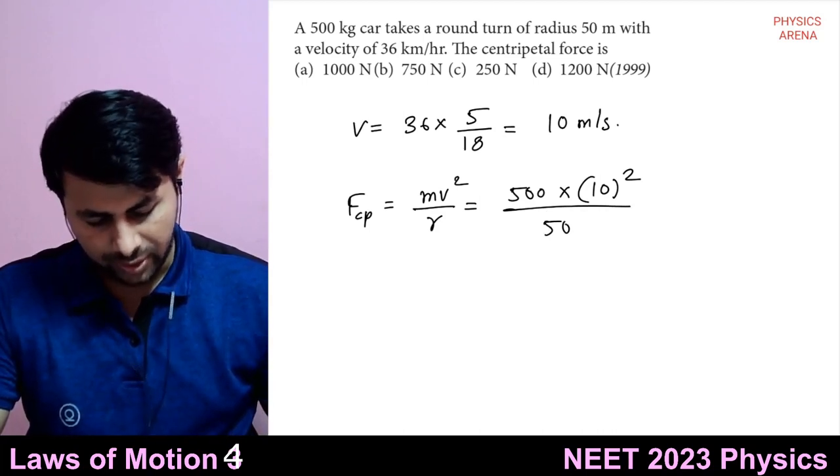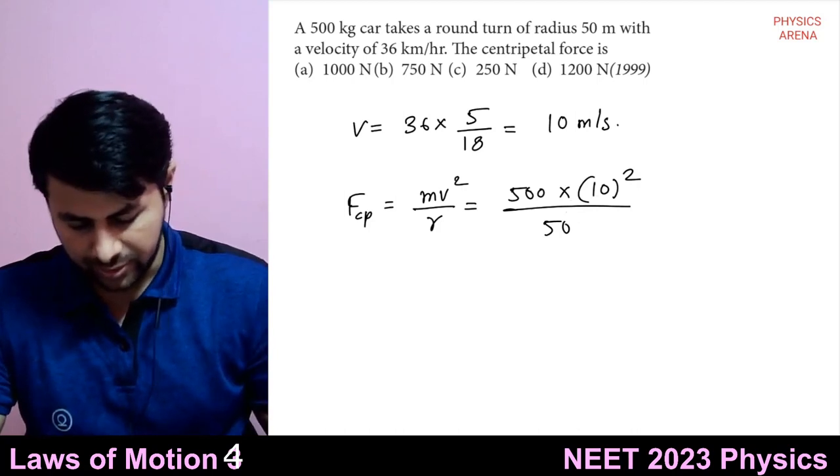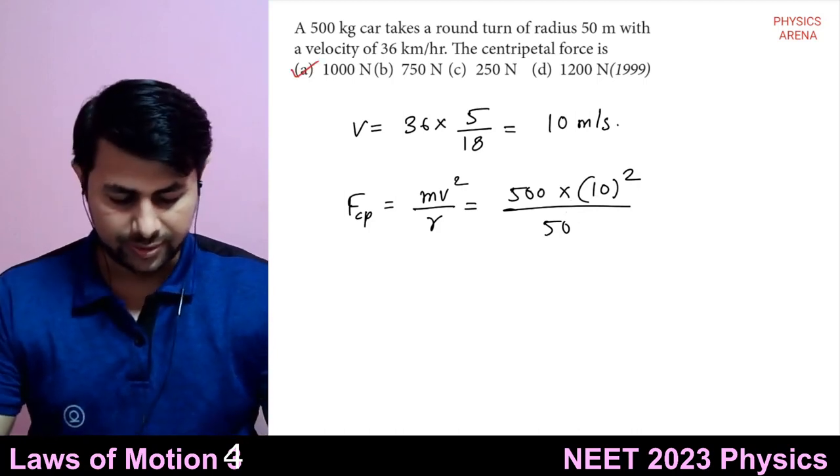Right. Option A. So 500 upon 50 is 10. 10 times 100, 1000. Good. Option A is the answer.